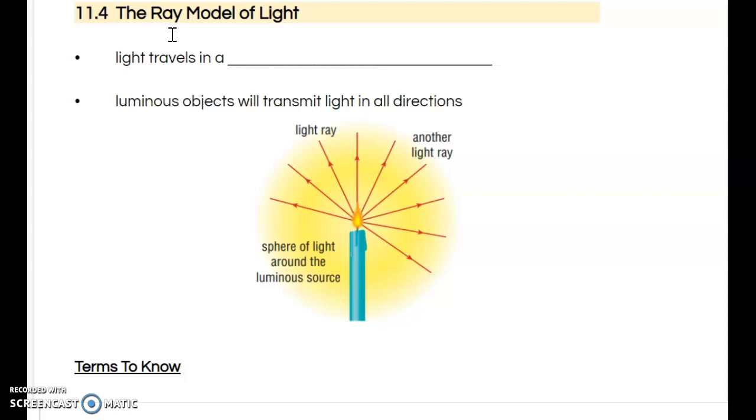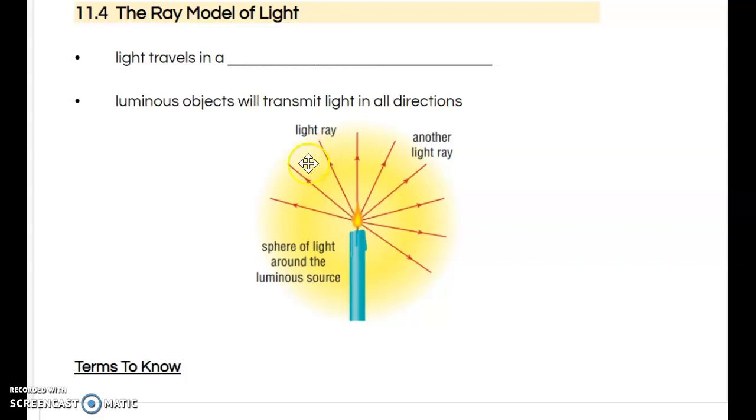So with this Ray Model of Light, we need to understand that light travels in a straight line. We talked about it yesterday, but light always travels in a straight line. It's not like light from this candle is going to bend around and go here. Light will travel in all directions from this source of light, from this flame, in all directions, in a straight line. The luminous object transmits light in all directions.